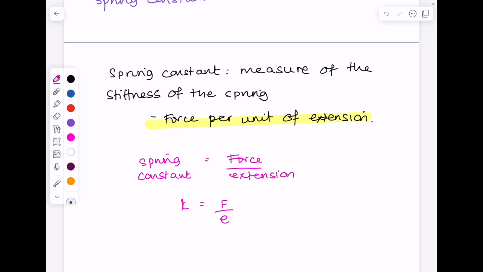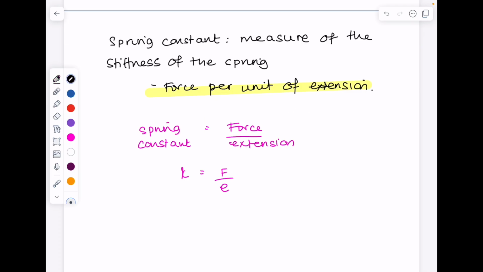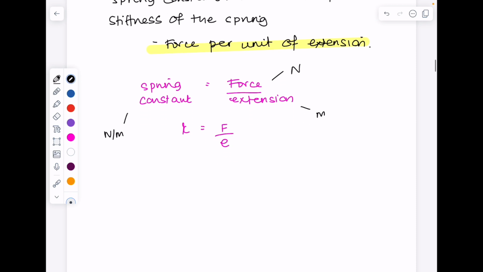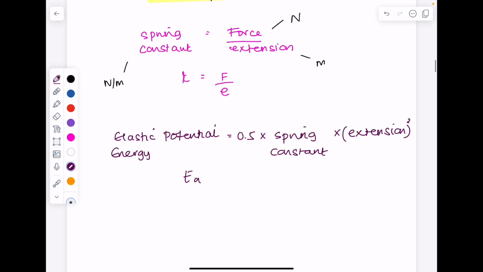K equals F over E, and the units of everything, the force is newtons, the extension tends to be meters. So obviously the spring constant units are newtons per meter. If you have a large spring constant, it means that you need a large force in order to extend the spring. There's also a second equation, and that is that elastic potential energy equals 0.5 times the spring constant times the extension squared, because after all, remember that the type of energy stored in a spring is elastic potential energy.